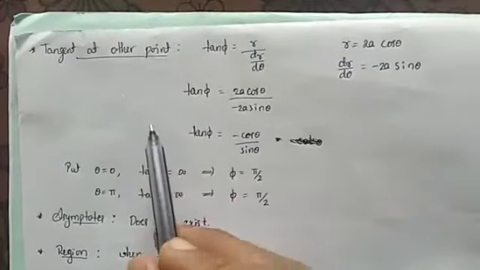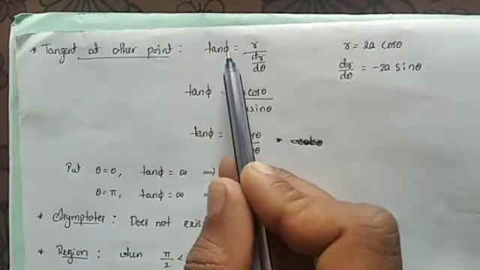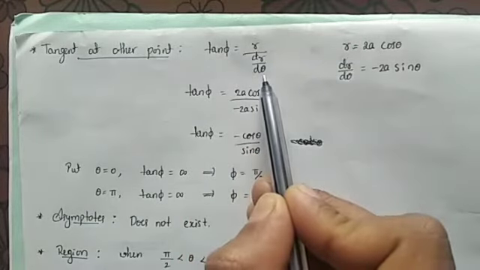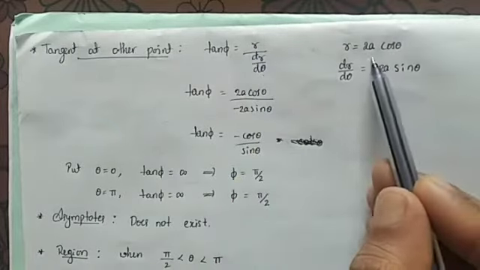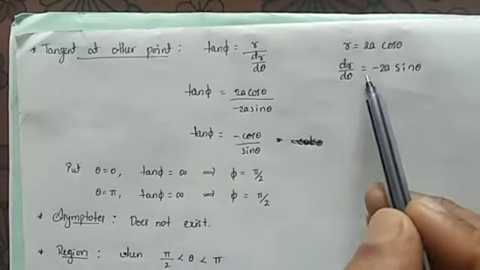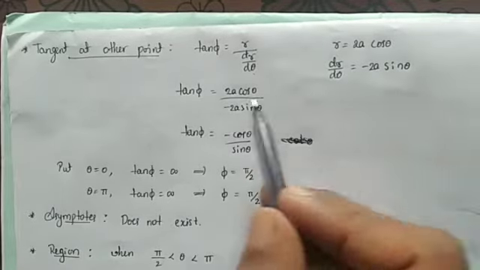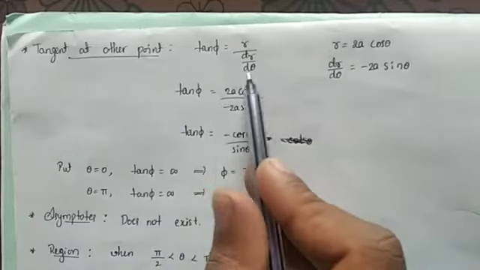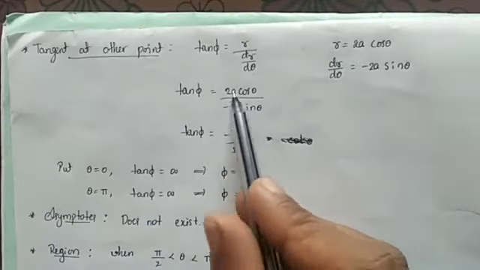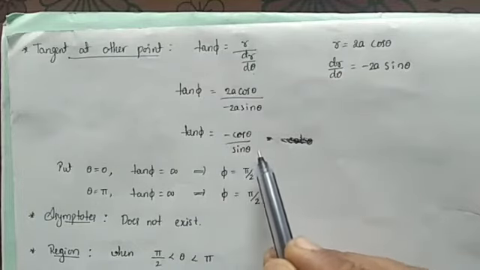The next point is the tangents at the other points. So, using tan phi is equal to r by dr by d theta, we find the tangents at the other points. The r is equal to 2a cos theta. We differentiate this, we get dr by d theta is equal to minus 2a sin theta. So, tan phi is equal to 2a cos theta by minus 2a sin theta. 2a gets cancelled, we get tan phi is equal to minus cos theta by sin theta.